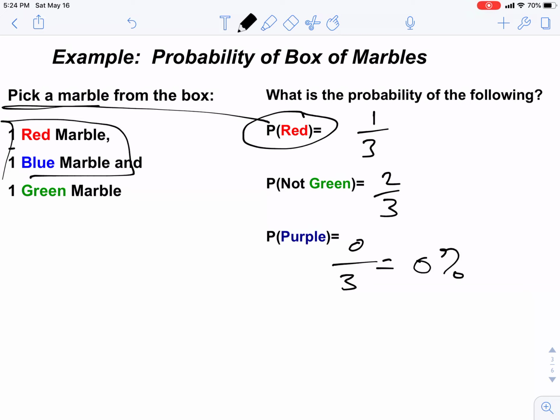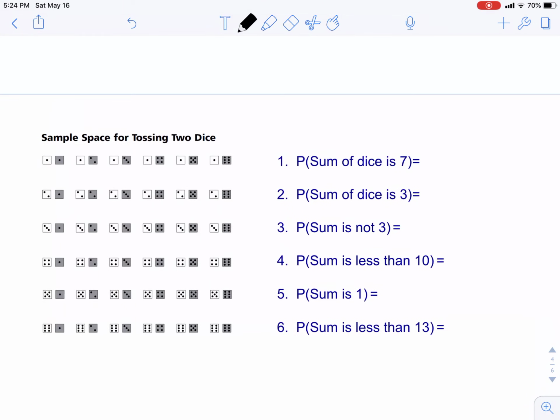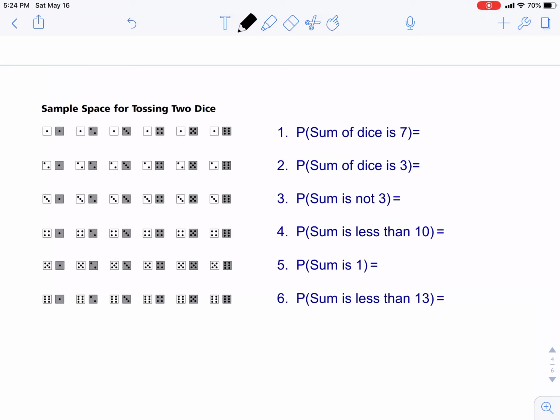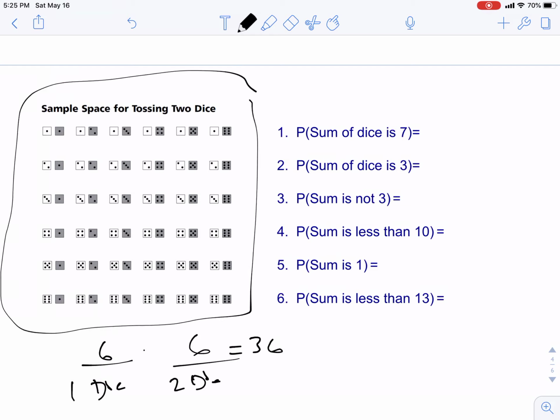Okay, so going through, being able to read these questions right here is going to be very important. Know what the experiment you're doing, picking a marble in this case from a box. Now what's the probability it's red? Okay, let's go down here. Sample space for tossing 2 dice. It's listed out there for you. But again, let's go to the fundamental counting principle. You're tossing 2 dice. How many outcomes for the first die? 6. Second die, die number 2, 6. 6 times 6 is 36. There are 36 possible outcomes.